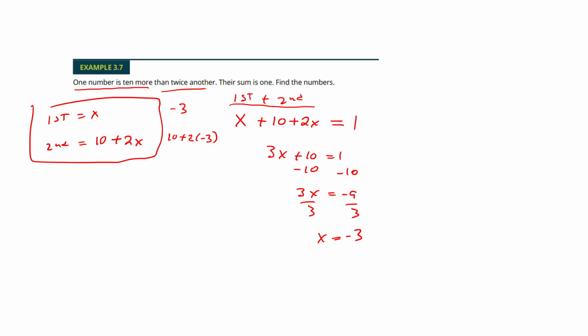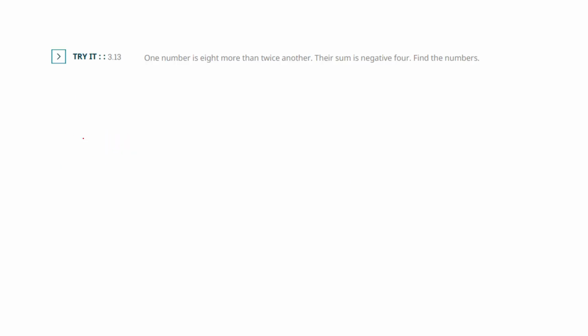So 10 plus twice, I don't know. So I got to put that all together. That'd be 10 minus 6. Do you see there? Multiplication comes first. That would be 4. So my two numbers are negative 3 and 4. And what happened here is we just had a much more complicated dictionary. So we got a couple more of those.